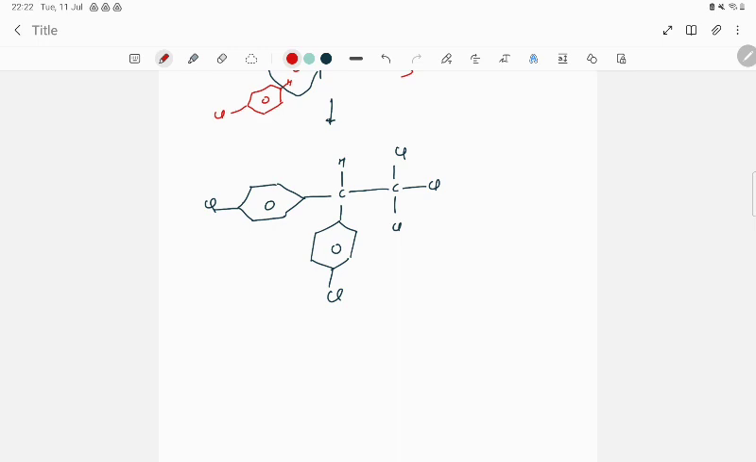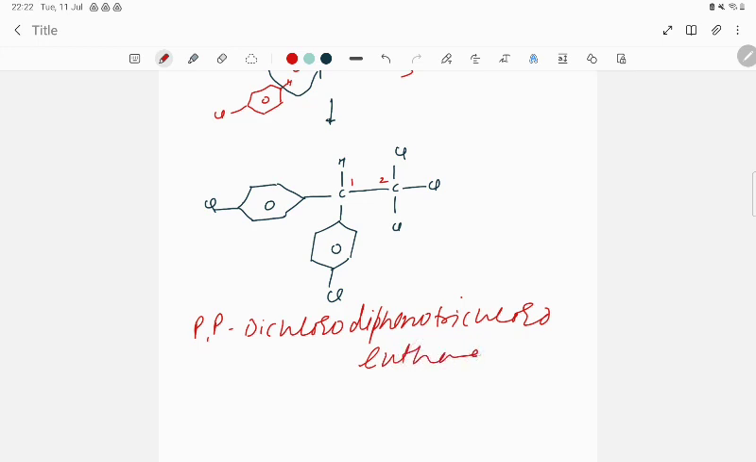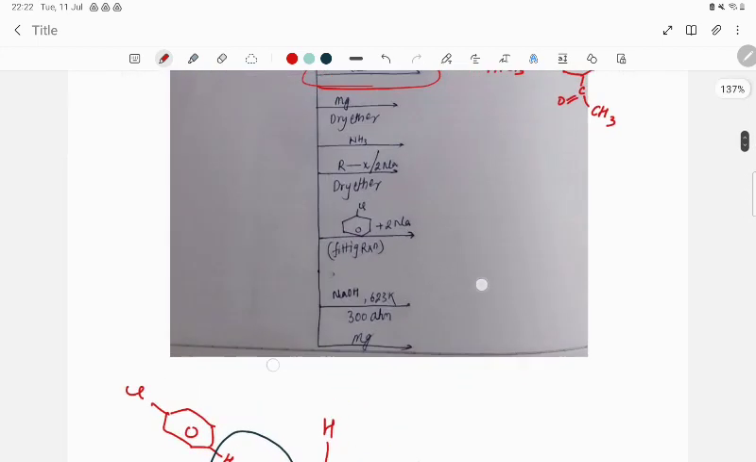Now student, you try to write down the name. Okay, how to write down the name? So here you see 1, 2. So it is para, it is dichloro, student, dichloro. Then it is diphenyl, it is tetra, student. Okay, tri, not tetra, trichloroethane, right? So that is what is called DDT, dichlorodiphenyltrichloroethane. This was quite an important one.